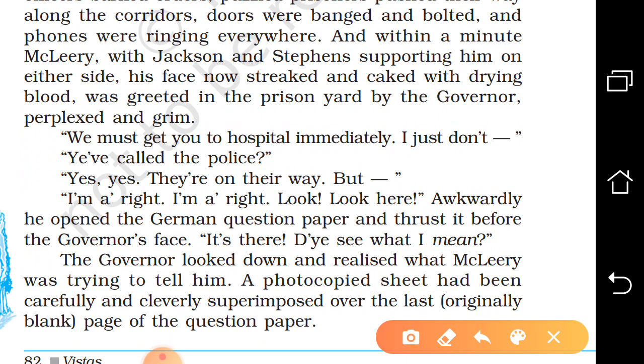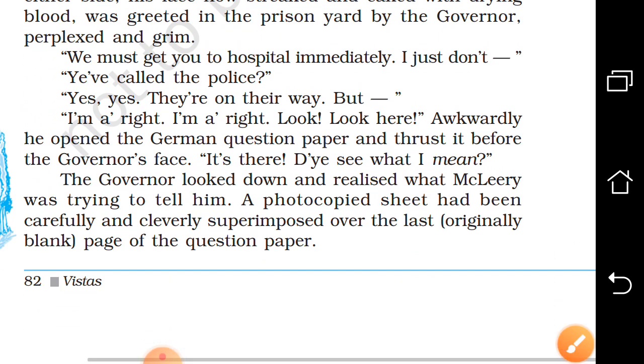Actually, McClary wanted to show the governor what had happened, and he was giving reference to that question paper. The governor looked down and realized what McClary was trying to tell him. A photocopied sheet had been carefully and cleverly superimposed over the last, originally blank page of the question paper. There was something pasted on the original question paper.